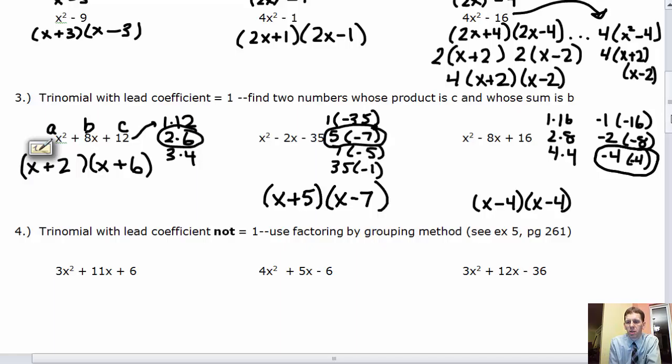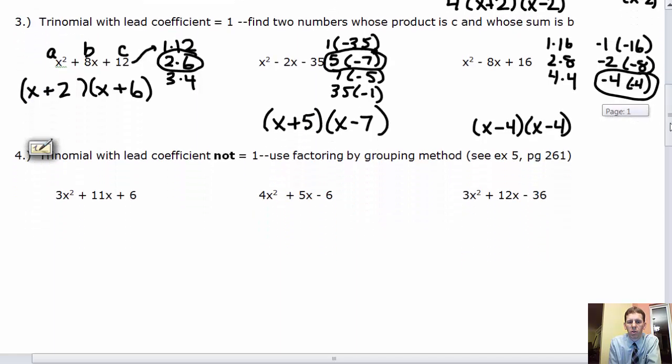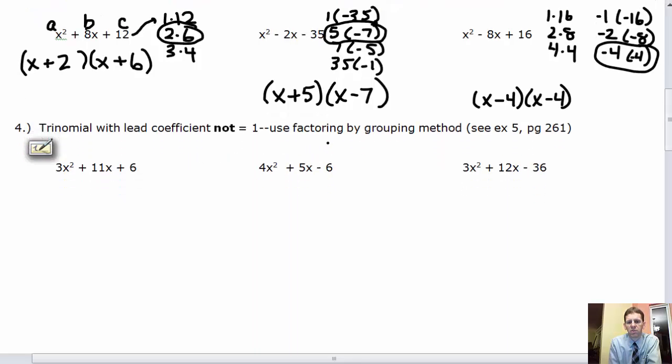The last method of factoring is probably the most difficult. This is when you have a trinomial, 3 terms, when the lead coefficient is not equal to 1. We're going to use the factoring by grouping method. And how this method works is the following. Similar to what we did before, this time you're going to multiply a times c together. Now, the two numbers whose product is going to be c are 3 and 6. 3 times 6 is 18. So you're going to always multiply the a and c terms together at the beginning now. So we're looking for two numbers that multiply to 18, but when you add the numbers together, you get 11.